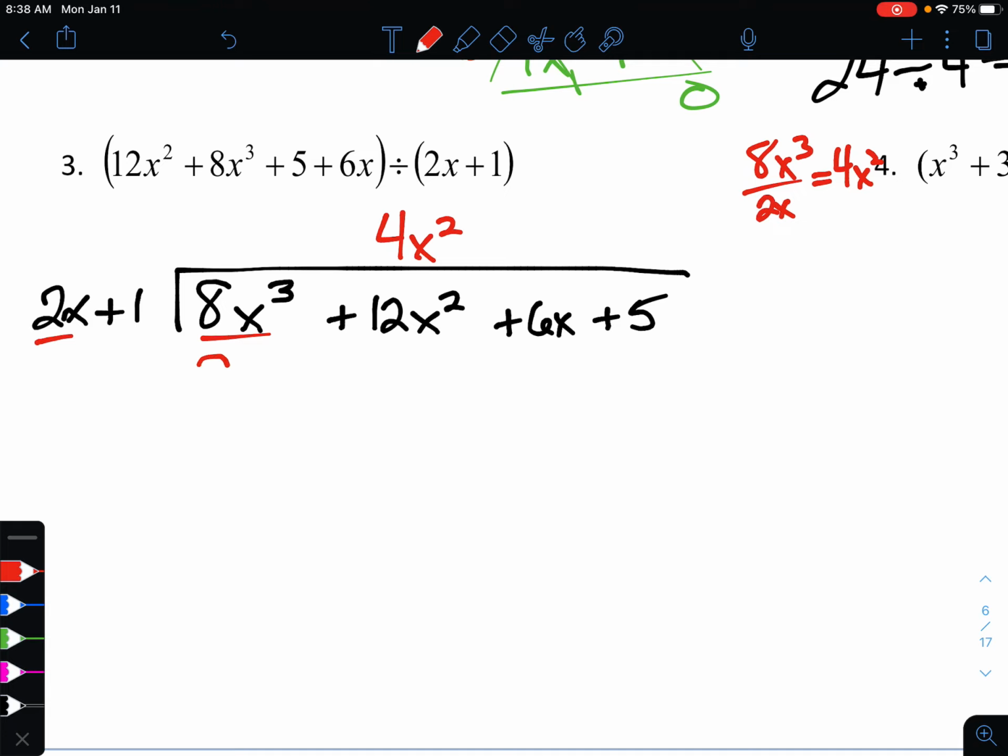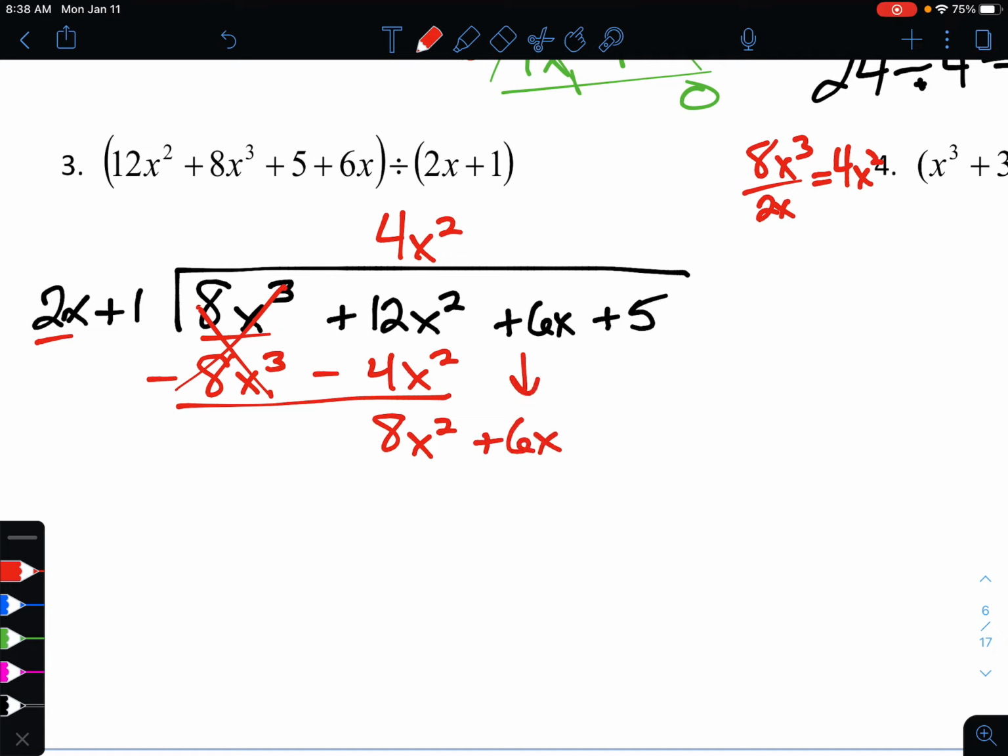So 4x squared multiplied by 2x is 8x cubed. 4x squared multiplied by 1 is 4x squared. We're subtracting, so make both of them minus. And then when we simplify that, 12 minus 4 is 8x squared. And we'll bring down our next term, which is the plus 6x.